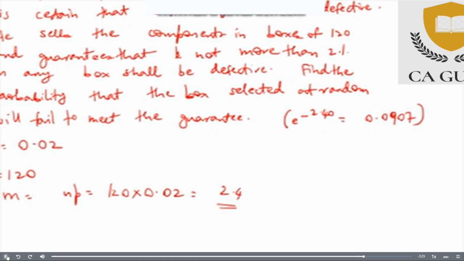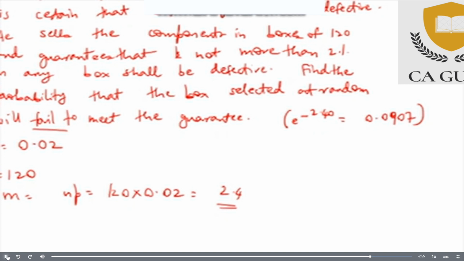M is 2.4. Here you have to find out the probability that the box selected at random will fail to meet the guarantee. When would the guarantee fail to be met? When the defectives exceed 2%. They are saying that not more than 2% is defective. If the defectives are more than 2%, then the guarantee will fail.